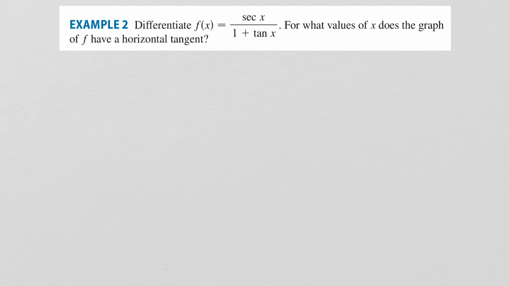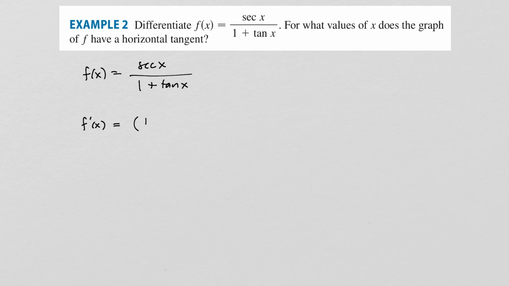In the next example, we're asked to take the derivative of this function, and then we're also asked for what values of x does the graph of f have a horizontal tangent. So first, let's go ahead and find the derivative. So if f of x is equal to secant of x divided by 1 plus tangent of x, to find the derivative, we're just going to use the quotient rule.